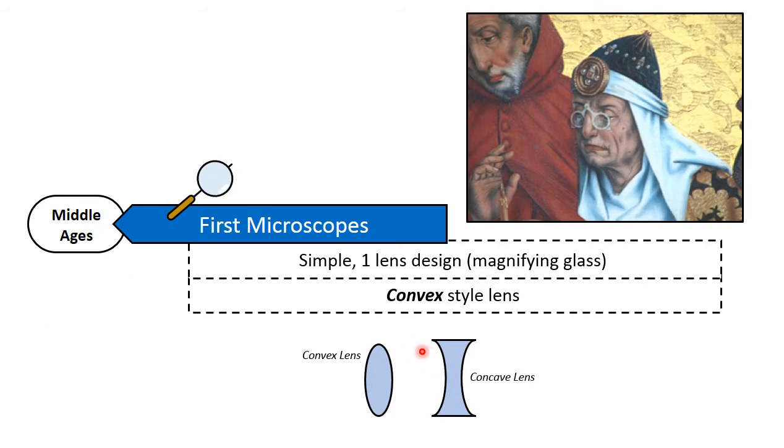We've got a convex lens that you see here, and the convex lens is kind of rounded on the outside, and we've got the concave lens which kind of caves in on the inside. So the convex is thicker in the middle, the concave is thinner in the middle, and our first microscopes or magnifying glasses were made of this convex variety.